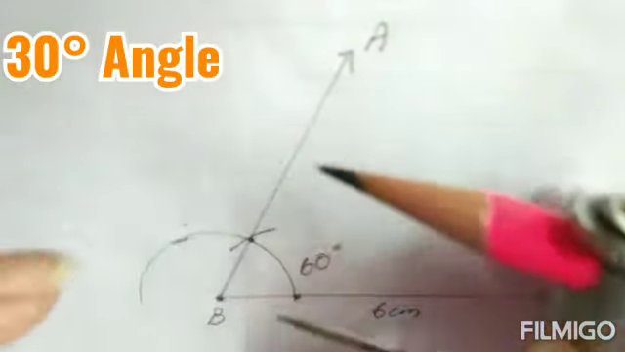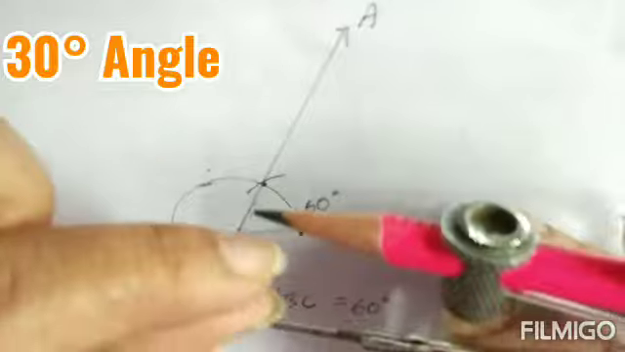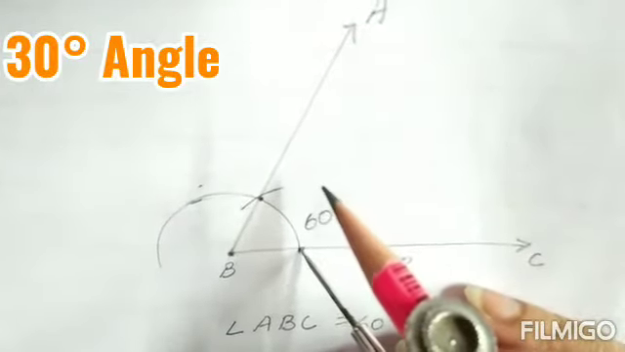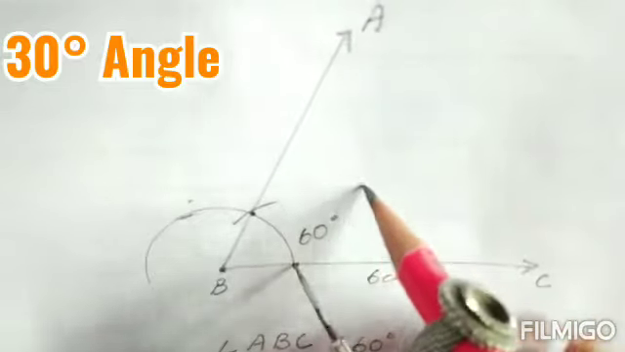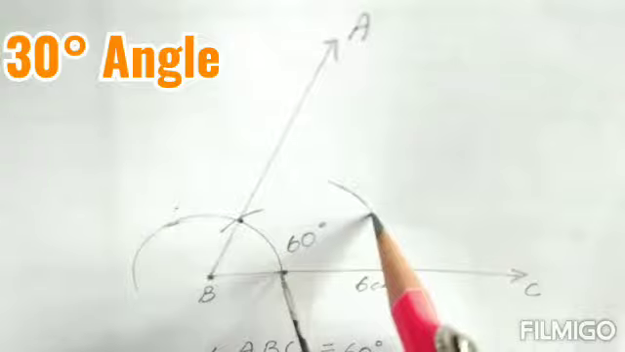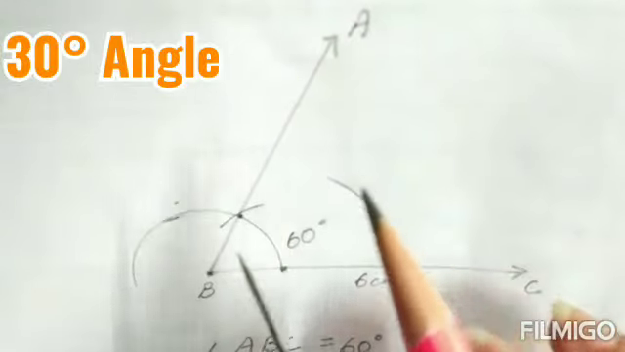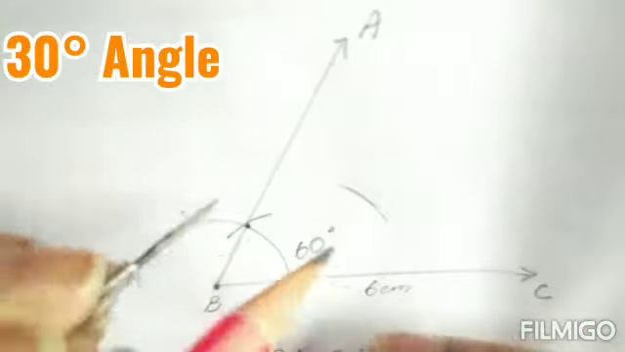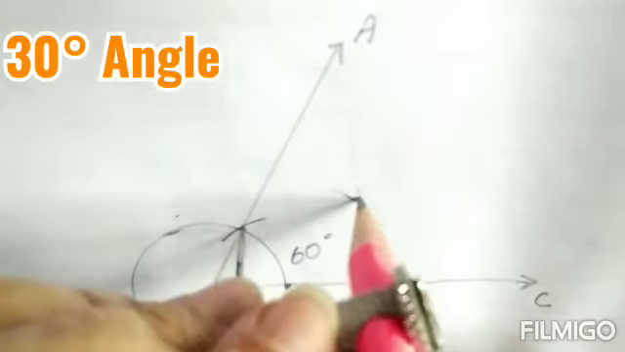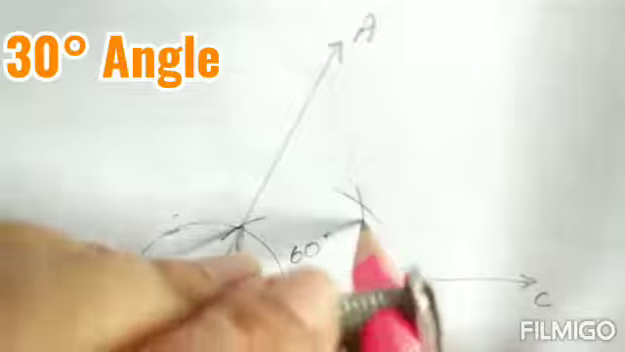The way we had opened it to make a 60 degree angle, now you will open it a little more and then keep it at the point from where it is touching the baseline and draw an arc in front like this. Then again, without changing this, children, you just simply keep it at the second point where it is touching the second arm and cut the first arc.